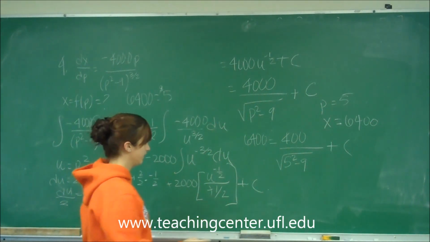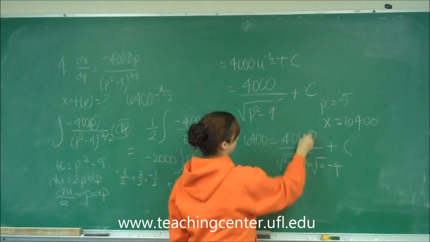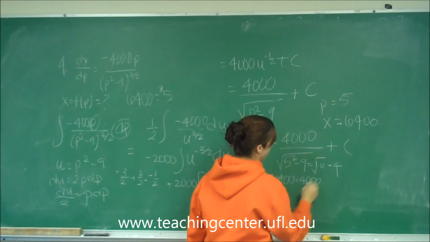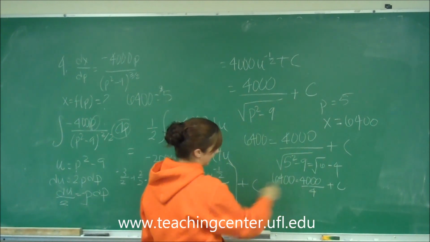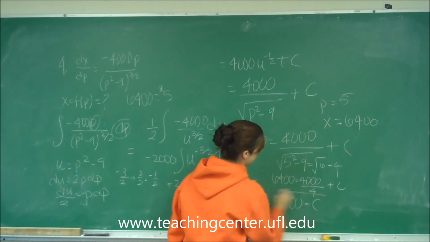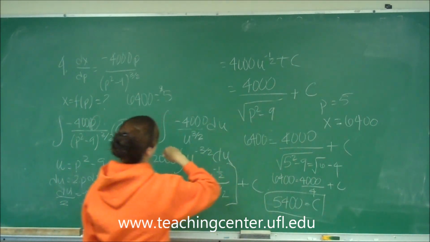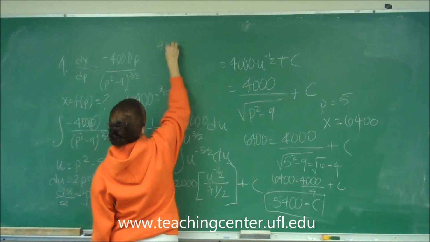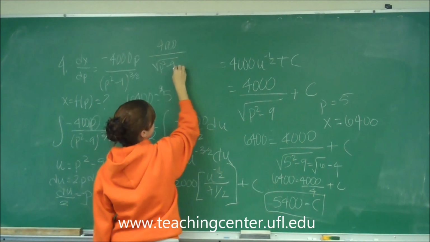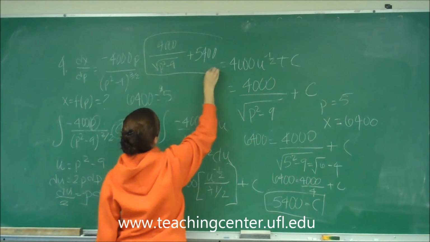I solve for this: 25 minus 9 is 16. The square root of 16 is 4. So 6,400 equals 4,000 over 4 plus c. That's 1,000, subtract it over, so 5,400 equals c. So I plug it into my original equation and I'm going to get 4,000 over the square root of p squared minus 9 plus 5,400. And that will be part b.